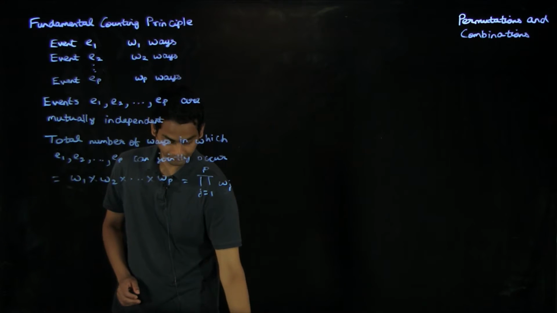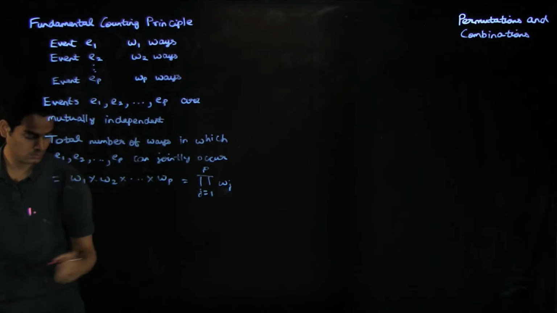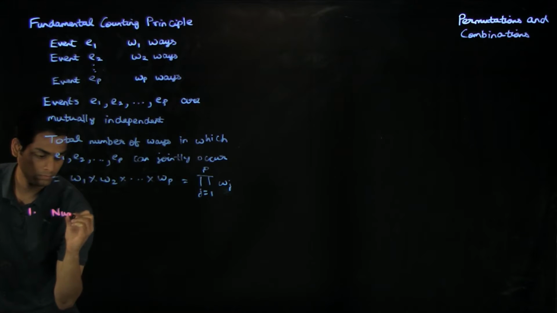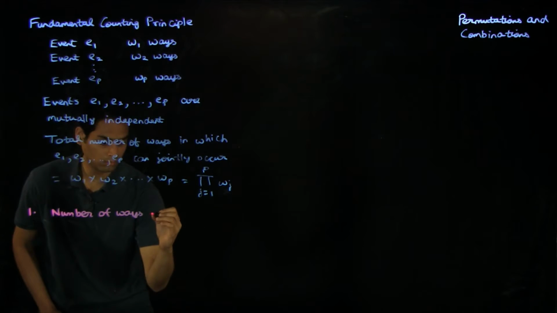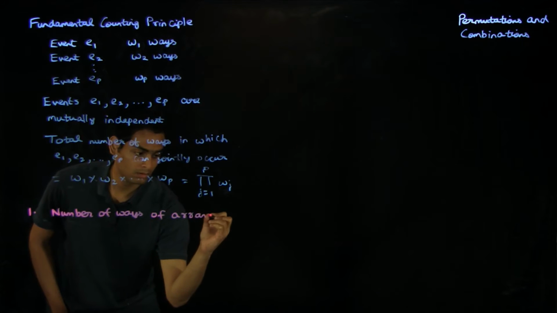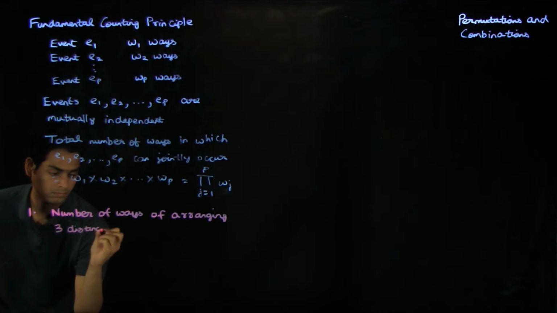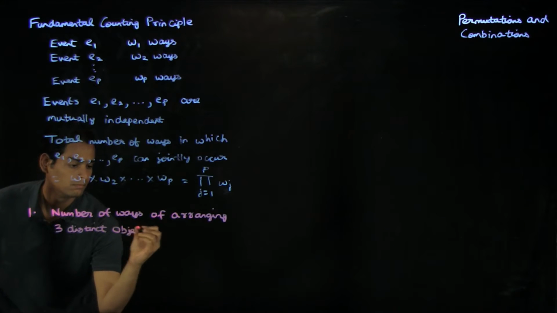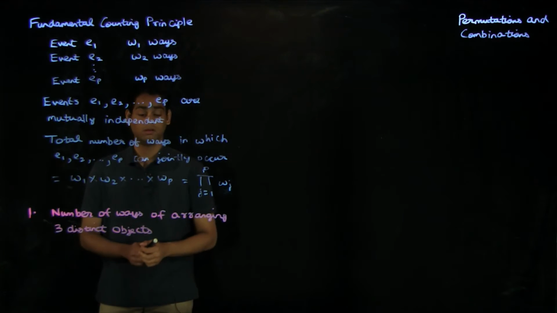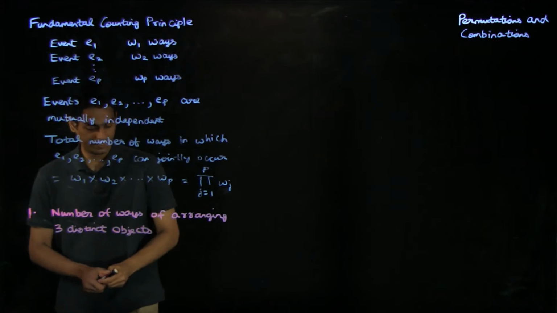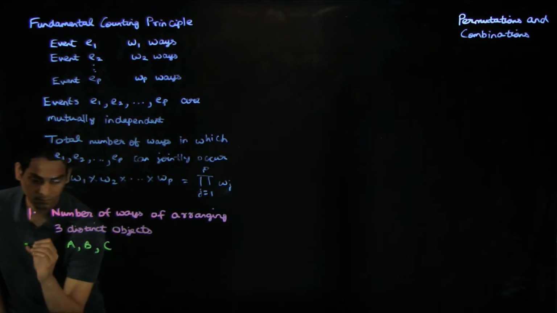So let's see an example application of this result. The first example we shall see is we want to find the number of ways of arranging three distinct objects. So the example asks you to evaluate the number of ways of arranging three distinct objects. Just to illustrate this example, let's call the three objects A, B, and C. And these are your three objects.